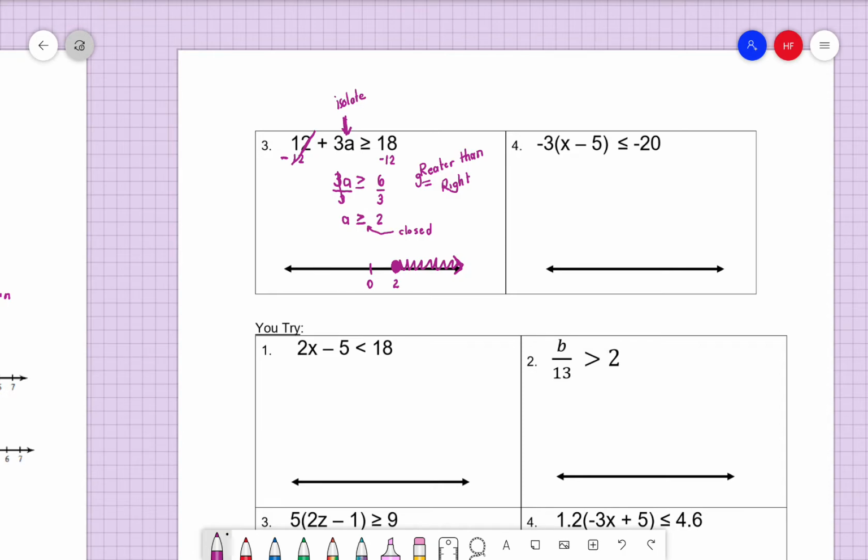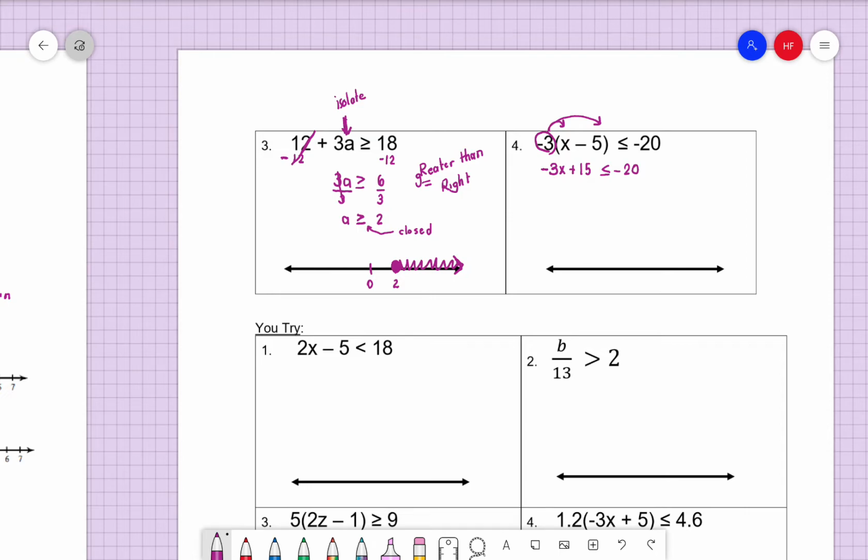Now on number 4, I see parentheses, 2 terms, and a number on the outside. So I've got to distribute. So I'm going to distribute that negative 3. So negative 3 times x is negative 3x. Remember, we got to make sure we go all the way. So negative 3 times negative 5, positive 15. And that is less than or equal to negative 20.